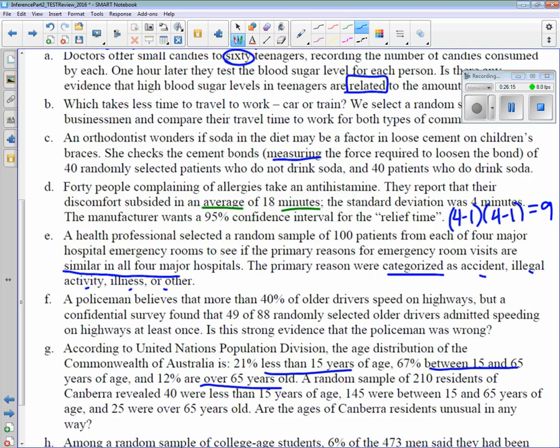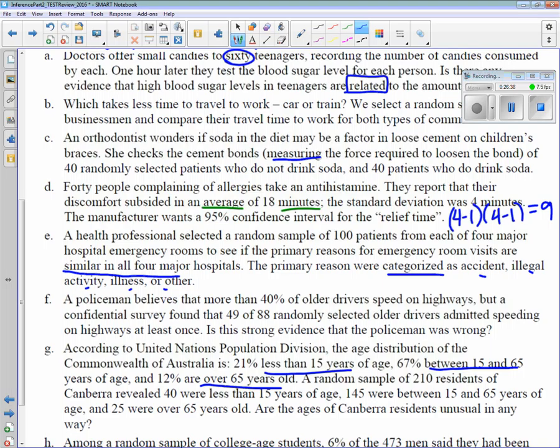I still have percentages. Okay? 40% of older drivers speed on highways. That's what the status quo is. That's what the belief is. That's what the null hypothesis states. But then I did a survey, and my survey said 49 out of 88. Am I dealing with proportions or means? Proportions. So that's going to be a Z situation. Wouldn't you agree?